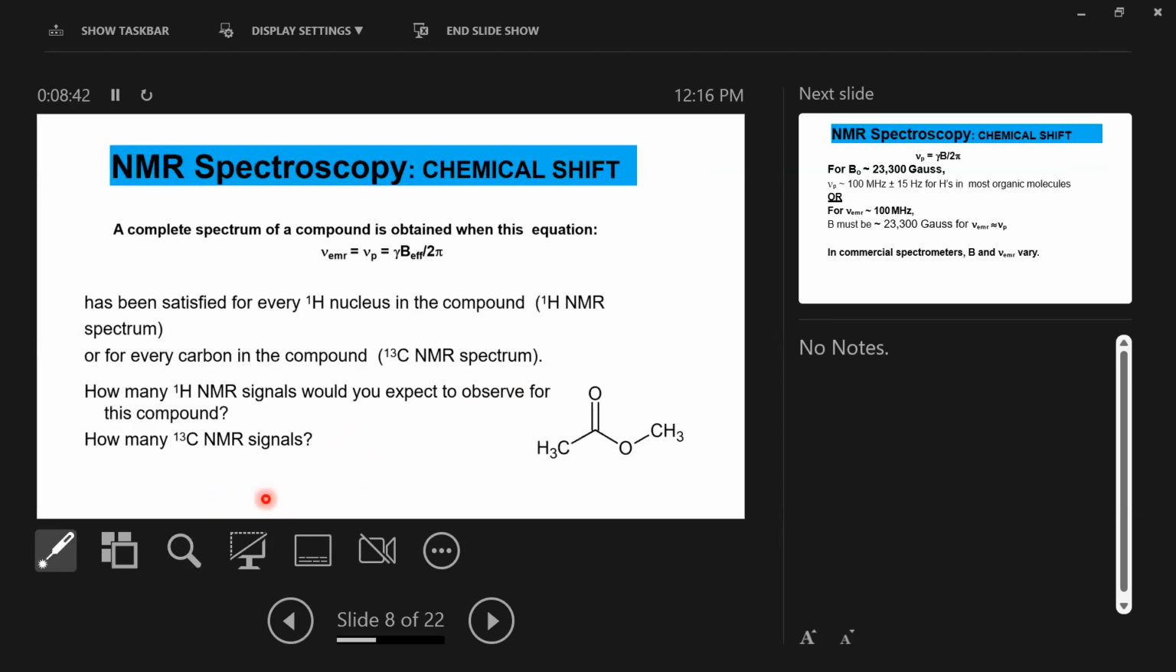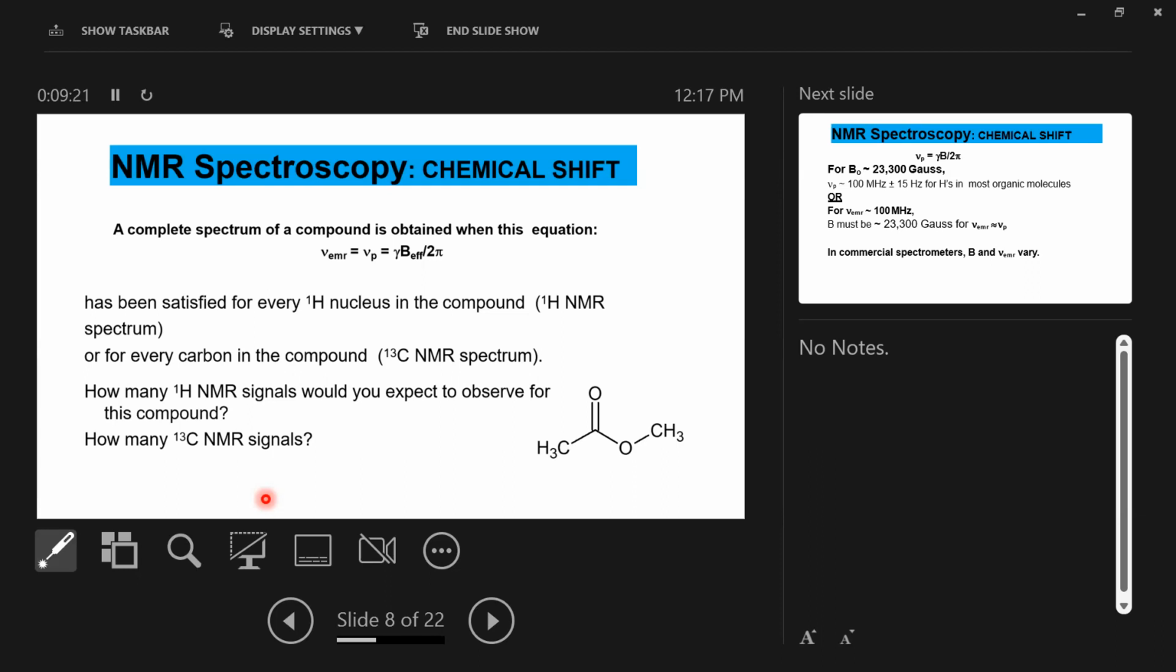Now, chemical shift. This is where things start getting a little bit fun. Well, for me, probably not for you. All right, so a complete spectrum of a compound is obtained when this equation has been satisfied for every proton nucleus that exists in the molecule. So from start to finish, I'd really appreciate it if somebody would go for the board. It has been satisfied for every nucleus in the carbon-proton NMR spectrum.